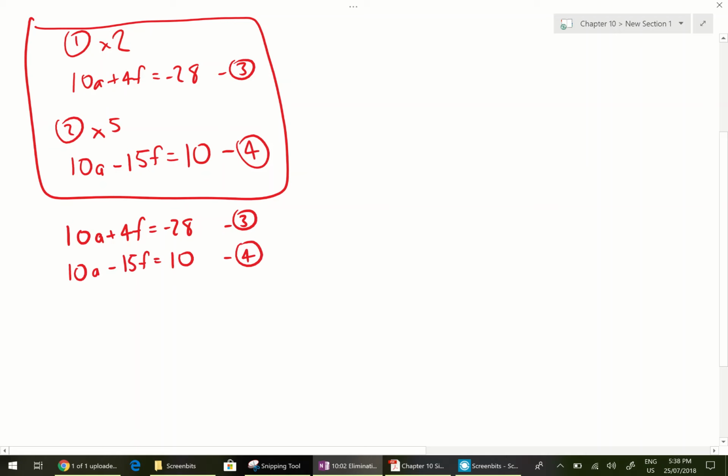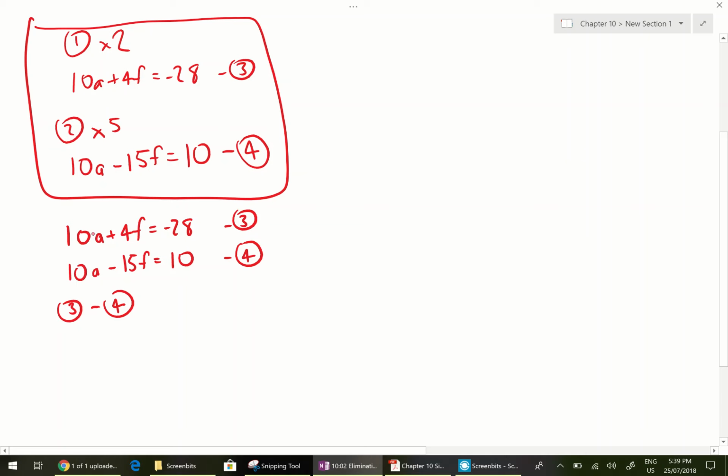If we subtract them, we'll get rid of 10a. I will take equation 3 and I'll take away equation 4. So I'll start with 3 and I'll take away 4. And hopefully you can see the reason why I'm doing this is I'm going to end up with f being positive. If I did it the other way, f would end up negative. So I'm starting with the top and I'm subtracting the bottom.